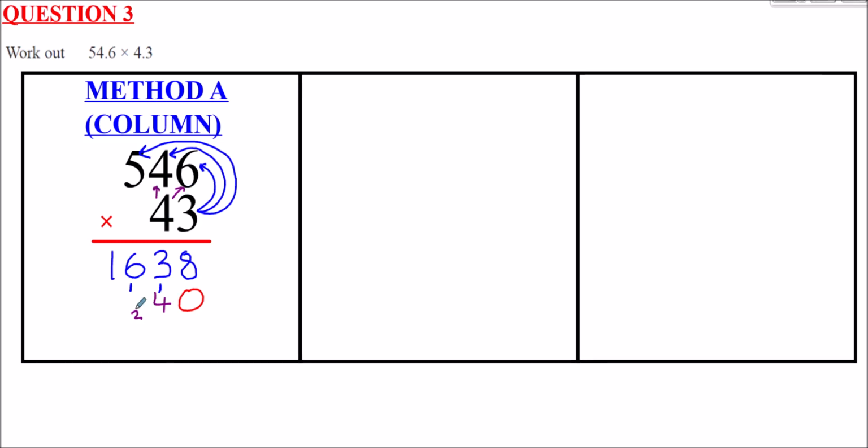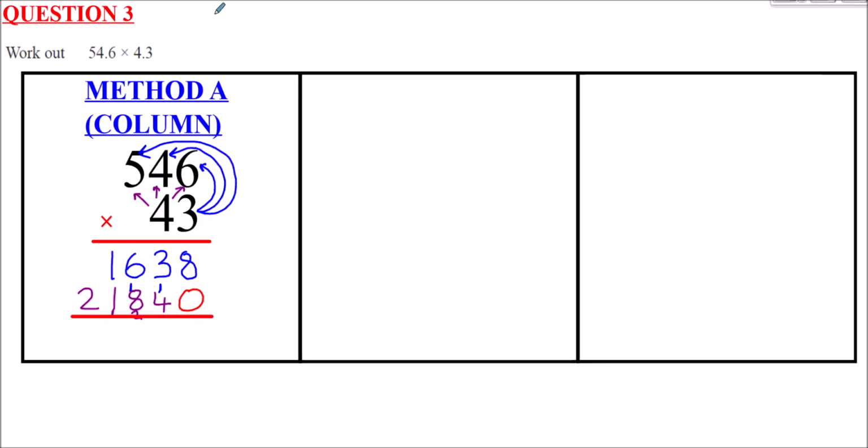4 times 4 is 16, plus the 2 we're carrying is 18. Put the 8, carry 1 along. And finally, 5 times 4 is 20, plus the 1 we're carrying is 21. Now what we do is we add up all the big numbers, not these little numbers we've carried. We're done with those little numbers now.